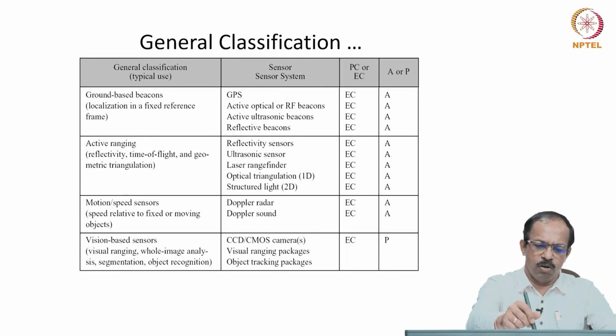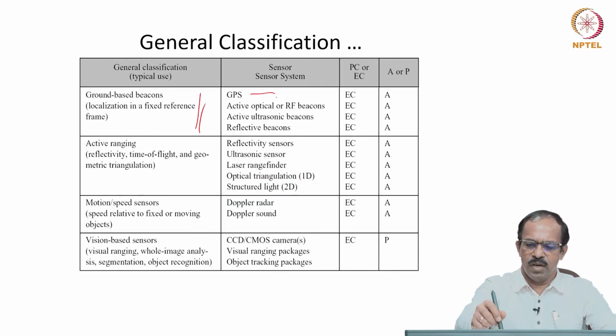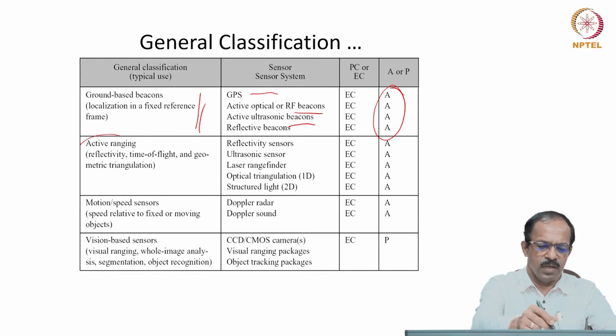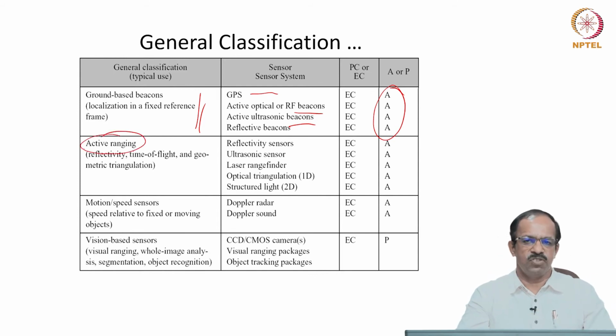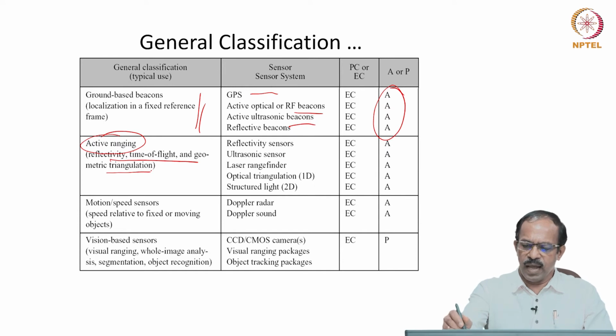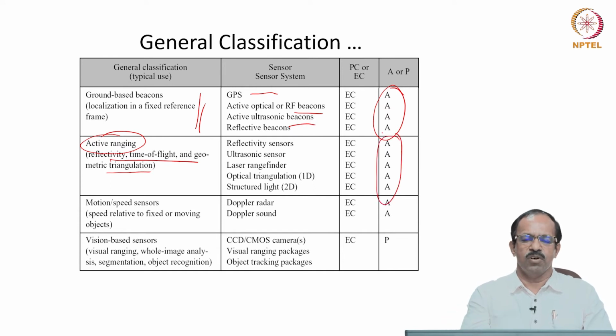Again, you can see the localization, that the GPS, beacons, they are all active. Okay, then you have this ranging. Ranging is basically finding out the distance to obstacles or in the surroundings. So, you can actually use various principles, time of flight, geometric triangulation, etcetera, and they're all active because they all emit energy in order to get the information. And again, they're all for external information, so it's easy.